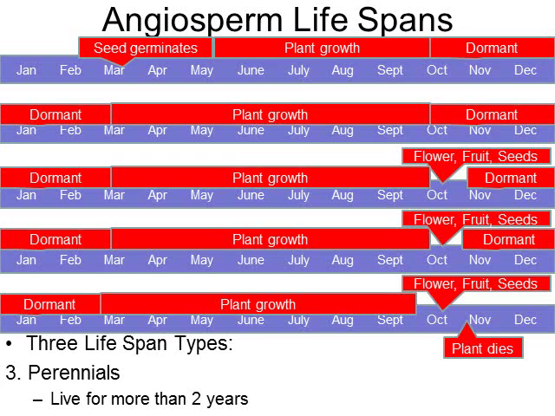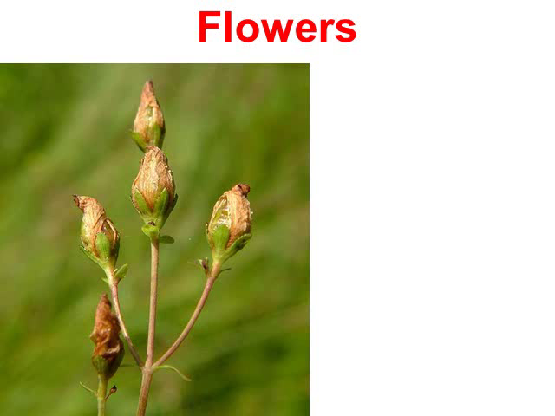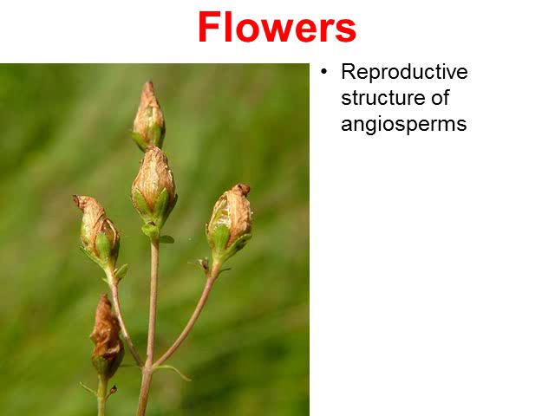So let's look at the actual flowers and their parts. So here we have some flowers. They don't look very pretty yet. You're certainly not going to give a bouquet of these to your sweetheart. But a flower is the reproductive structure of angiosperms. It's how they make more of themselves. It's how they pass their genes on from one generation to the next.